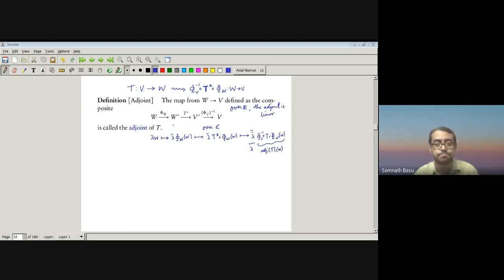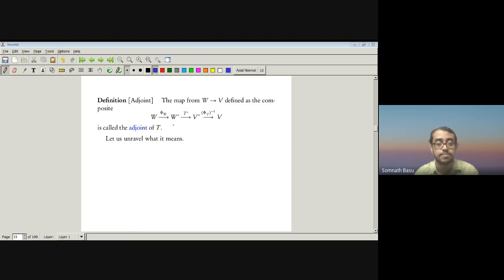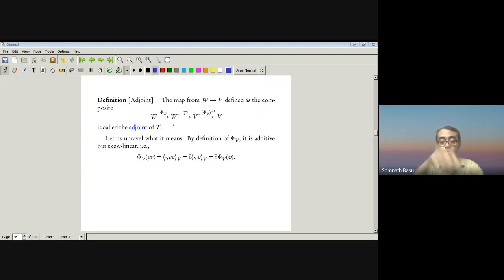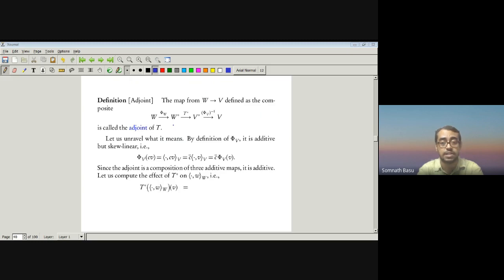All right, great. So now let us see what this actually means, because this is a lot of maps. So phi V is additive but skew linear, or antilinear. So phi of cv is the inner product with cv, where c bar comes out because it's skew linear in the second slot, giving c bar phi v. That's what I mean by skew linear. It's clearly additive. The adjoint is a composition of three additive maps, so it's additive. T star is additive, phi W is additive, phi V is additive, so phi V inverse is also additive. What is T star on this? Well, T star is linear, so this is not an issue.